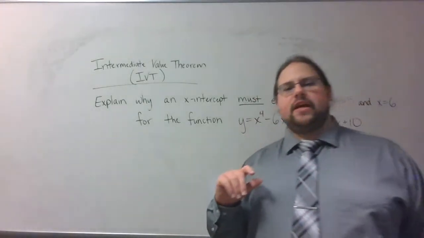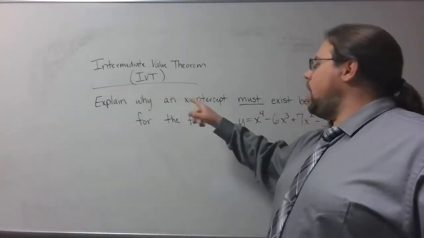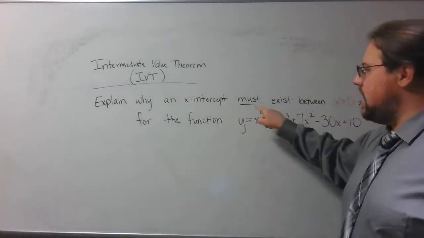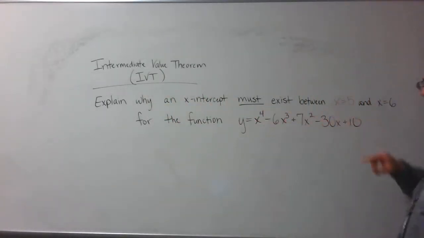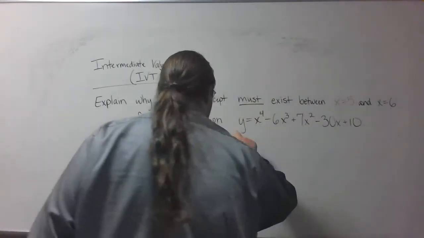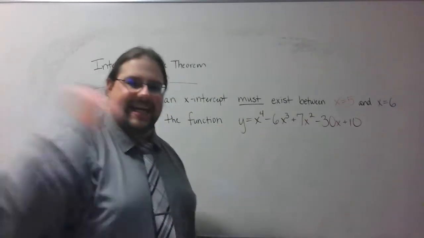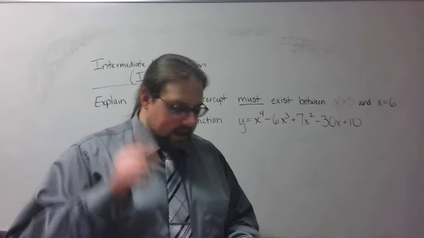All right, I'm going to keep using the intermediate value theorem. Here's my next example. It says, explain why an x-intercept must exist between x equals 5 and x equals 6 for the function y equals x to the fourth minus 6x cubed plus 7x squared minus 30x plus 10. Big, long function, kind of ugly, but let's work on it.